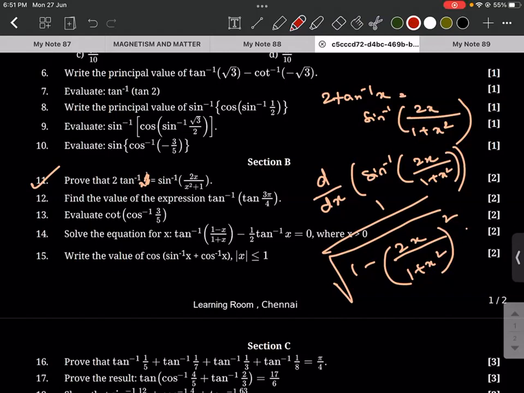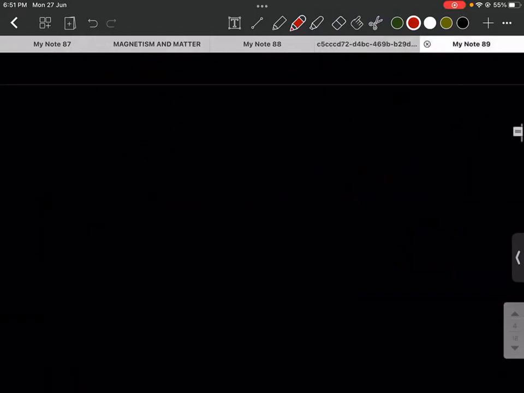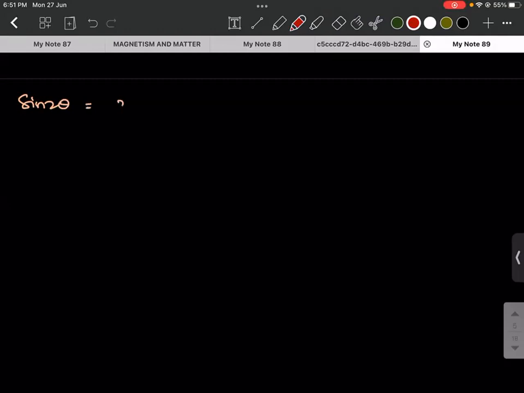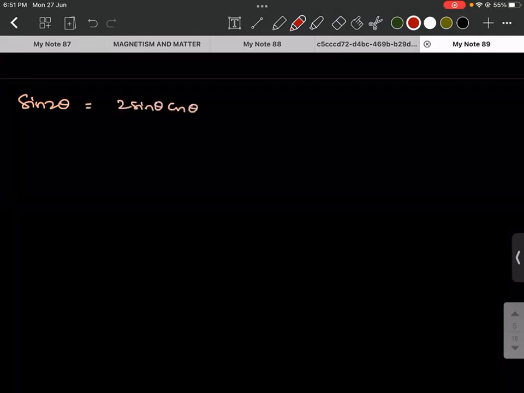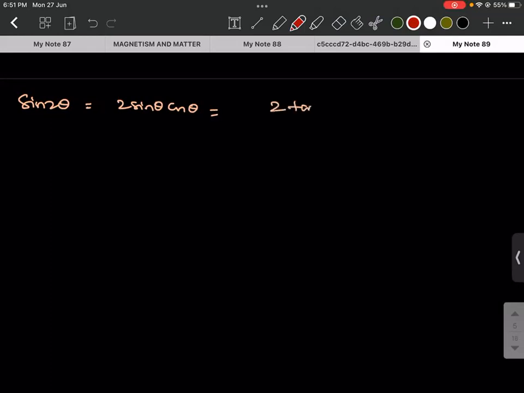So instead, what we can do is, if you know that sine inverse of 2x by 1 plus x square is exactly equal to 2 tan inverse x, how will you prove that? By looking at the way x is aligned inside that sine inverse. Where does the idea come from? It comes from sine 2 theta, which is 2 sine theta cos theta, which can also be written as 2 tan theta divided by 1 plus tan square theta.